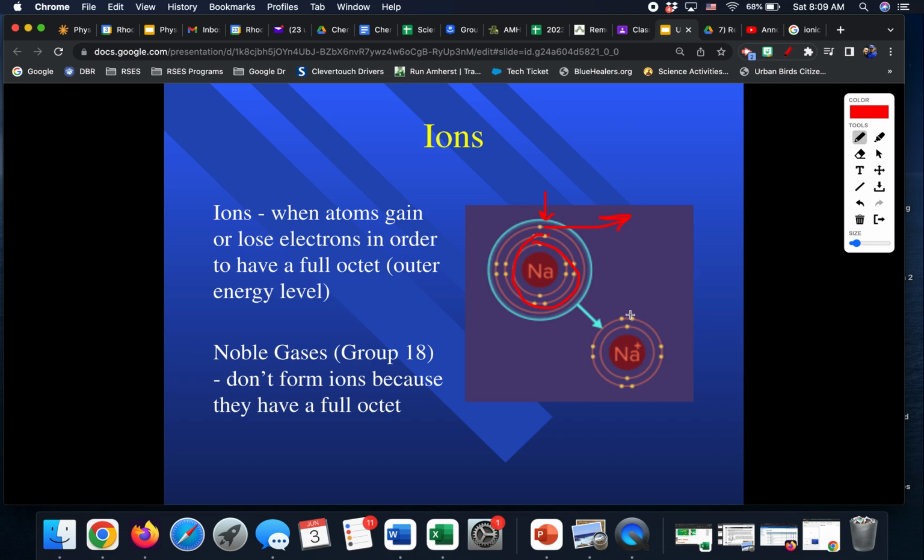And this sodium here that lost an electron is now a sodium ion because it has a positive charge. How does it have a positive charge? It lost a negative electron, so now it has 11 positive protons still, but it only has 10 negative electrons since it's lost one. Well, that leaves 1 positive over.